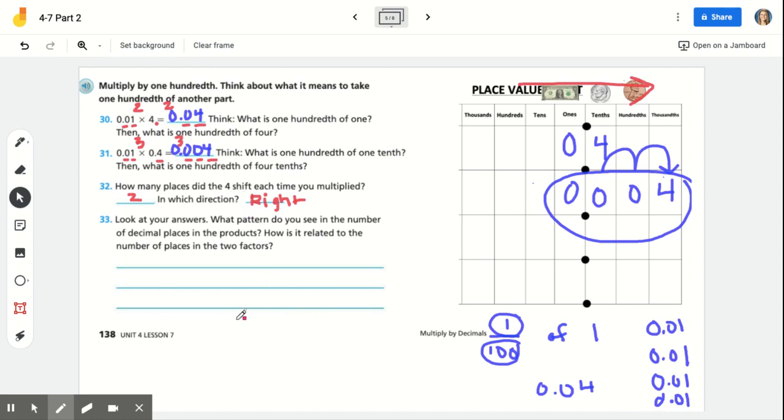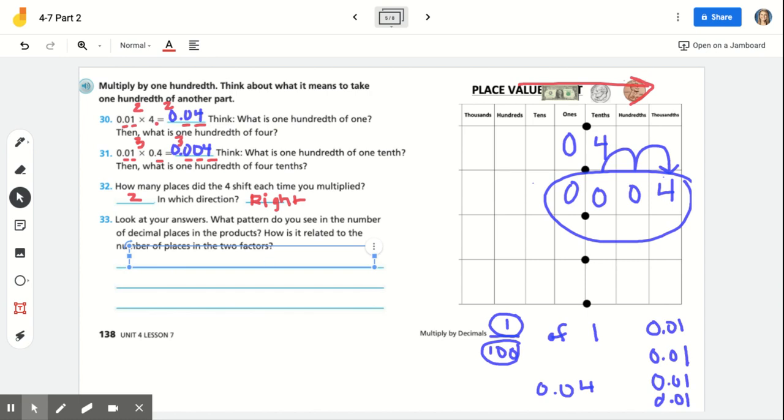What pattern do you see? It's the same pattern that we saw for number 29. The number of decimal places in the product is the same as the total number of decimal places in the factors. 2 decimal places, 2 decimal places. 3 decimal places, 3 decimal places. They have to be the same.